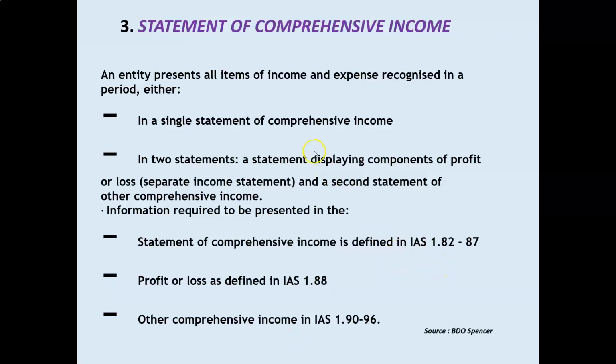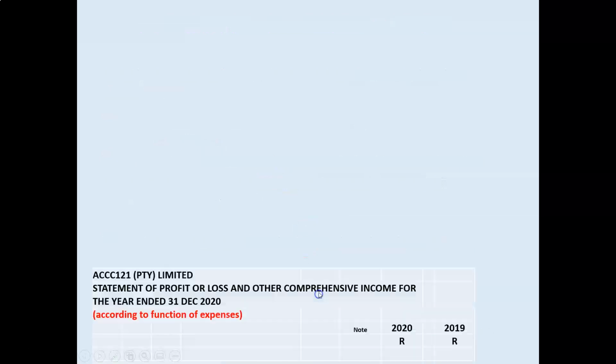In two statements, a statement displaying components of profit or loss, a separate income statement, and a second statement of other comprehensive income. Now, the statement of profit or loss and other comprehensive income looks significantly different from what you are used to. In the first place, they say it must be a single statement or two statements. So what does it look like?